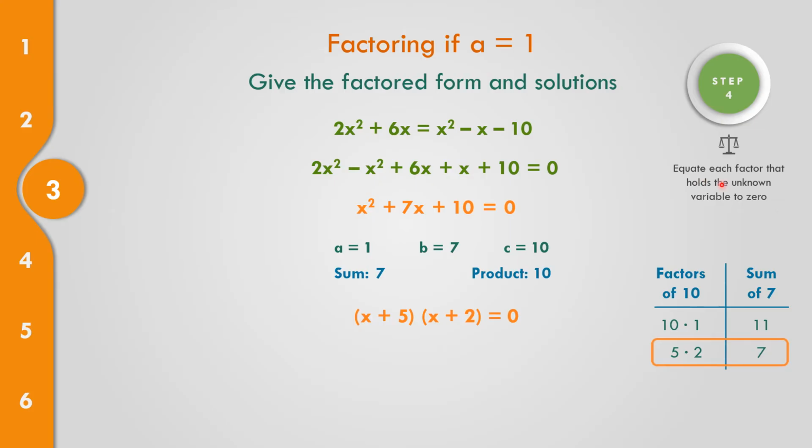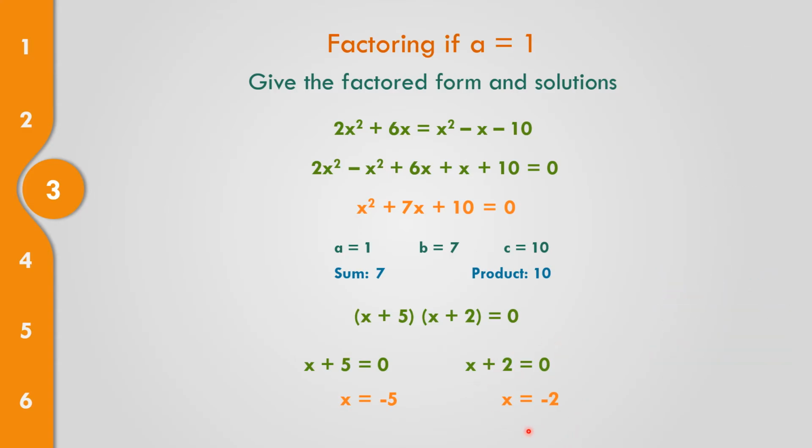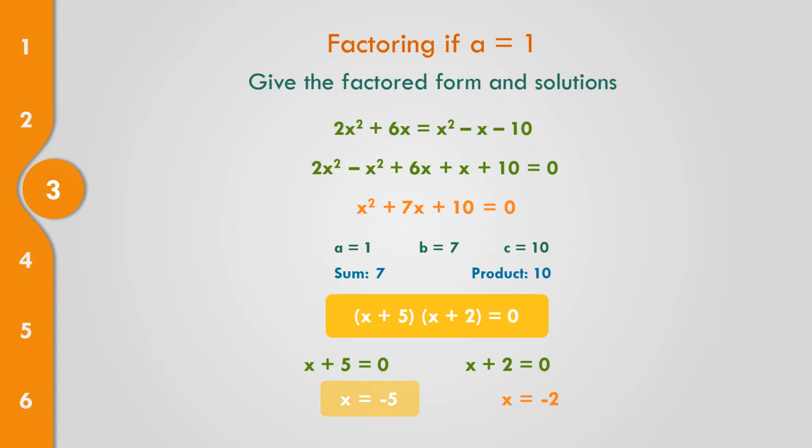Step 4, equate each factor that holds the unknown variable to 0. So it means x plus 5 is equal to 0, first one. And then the second one, x plus 2 is equal to 0. Step 5, solve the equated form. So let us solve the value of x. The first value of x, positive 5, change the sign, that becomes negative 5. And then the second one, x plus 2 is equal to 0. So it means x is equal to negative 2. So the factored form is x plus 5 times x plus 2, while the solutions are negative 5 and negative 2.